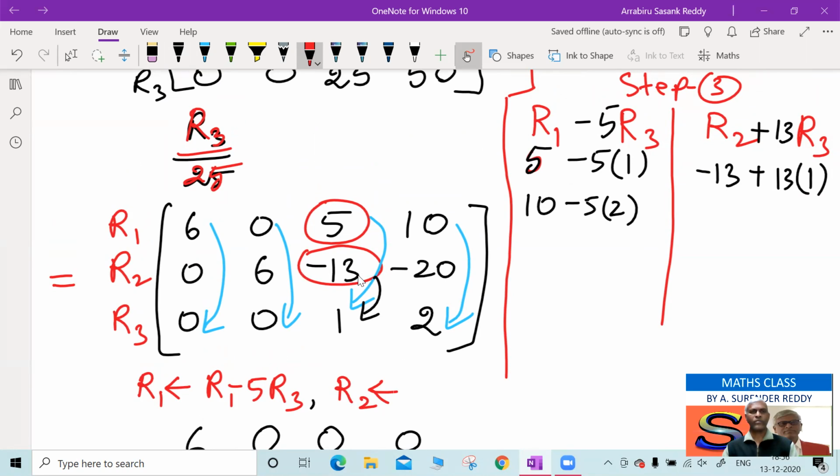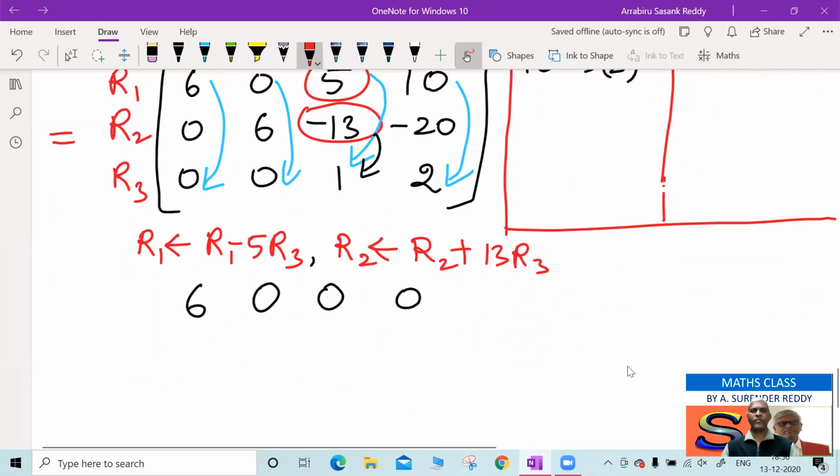So the second row, third element should become 0, so that the suitable formula is R2 second row element plus 13 into R3 elements. So by applying this formula, the number 13 becomes 0. So this is our purpose. We have to convert this third column, these first two elements, into zeros. So apply the same formula R2 plus 13 R3 for all other elements.